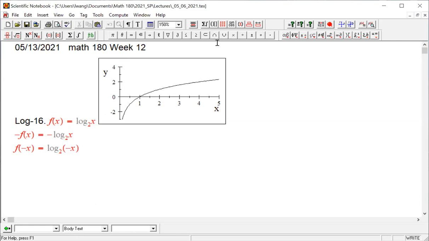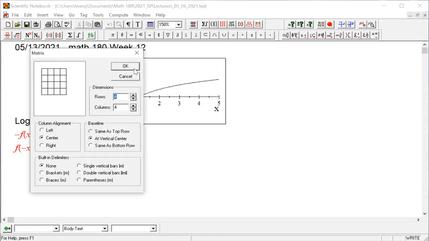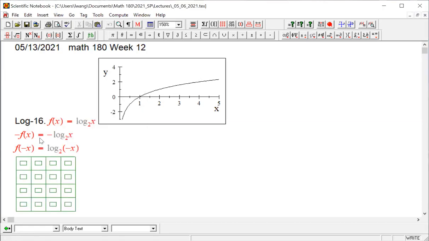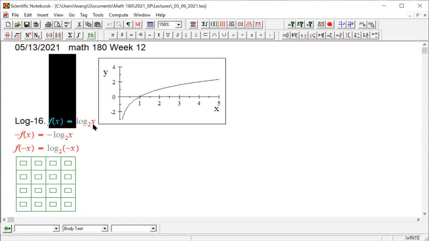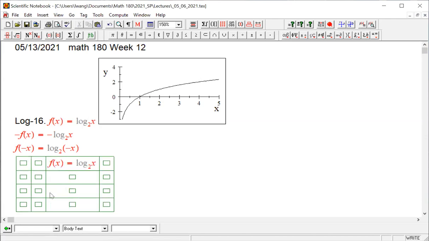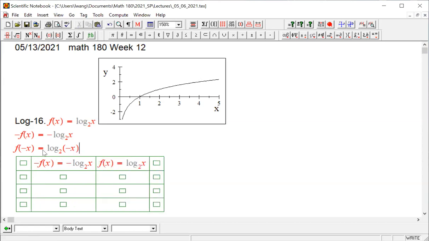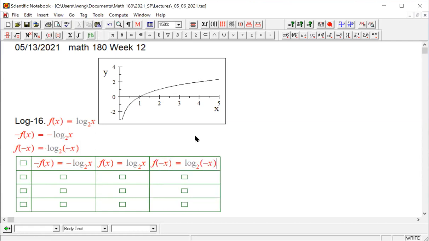So if we make a table, like we did before, we have the function here, and then we have negative of f of x, and there's a result there. And we have f of negative x. Does everybody follow me?